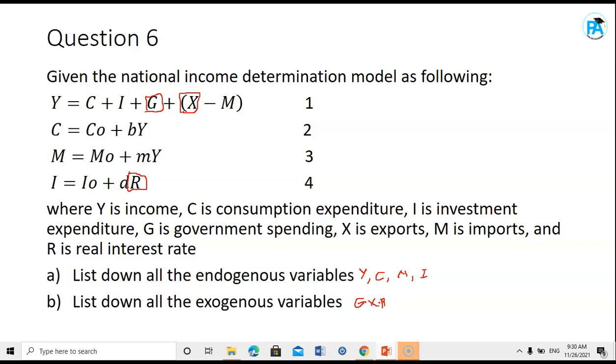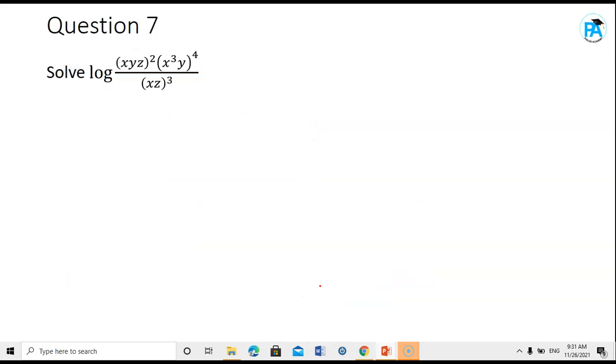Okay, just make sure you understand. The fact that G is exogenous in this question does not mean that in another question G will be exogenous again. It might happen that in another question G will be endogenous. You just have to check properly. Okay, so that's it. So this is a logarithm question for you to solve.